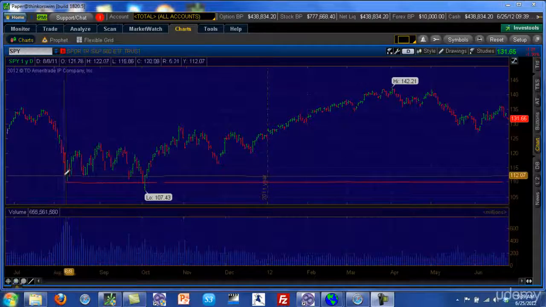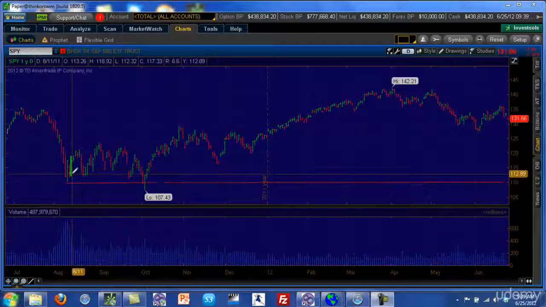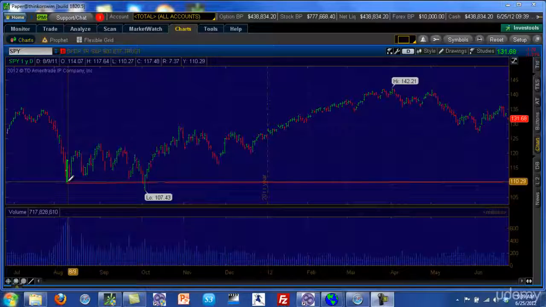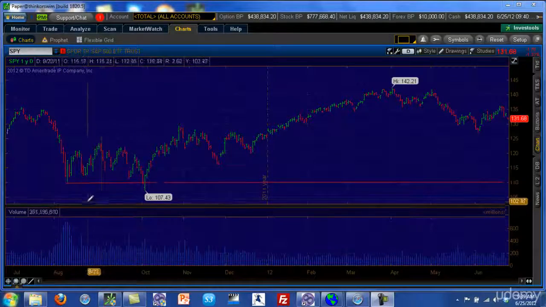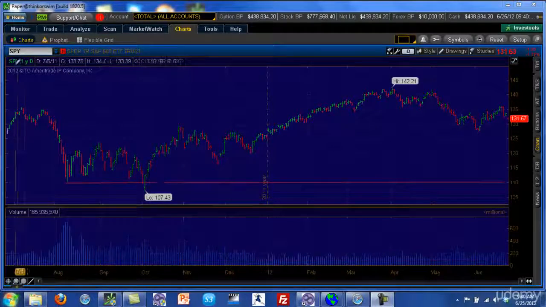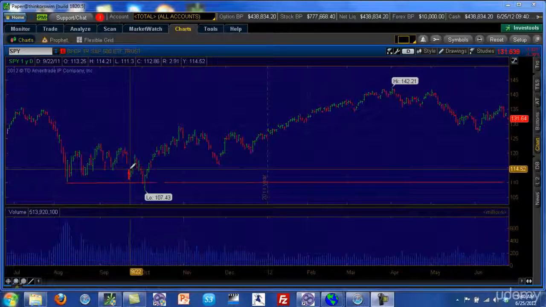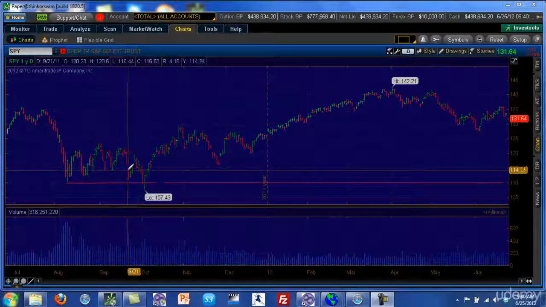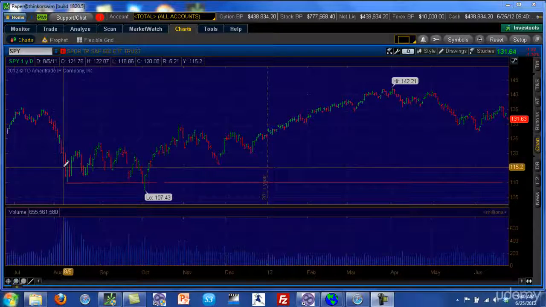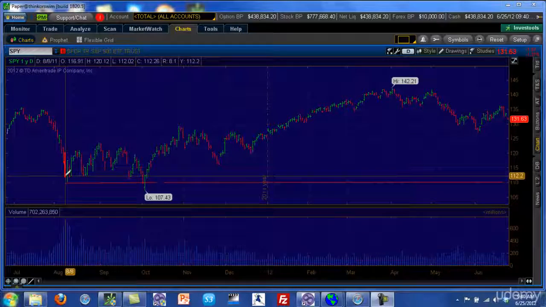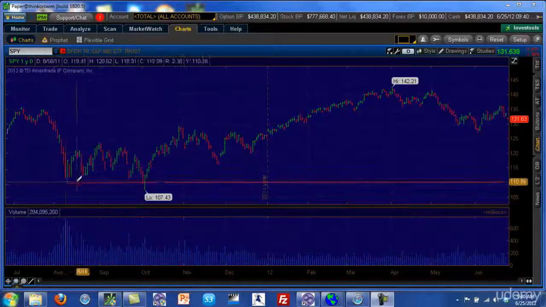So as you can see on this chart, we are looking at the spiders. This is the S&P 500 ETF, the SPY. And we can see a few different support points if you look back in the last 12 months. So this is a 1 year daily chart. So each one of these bars represents 1 day of trading, and this is a 1 year chart of the spider.